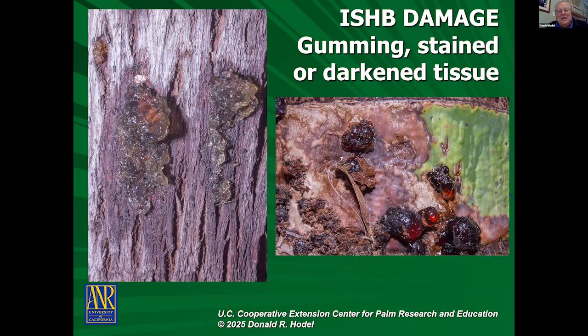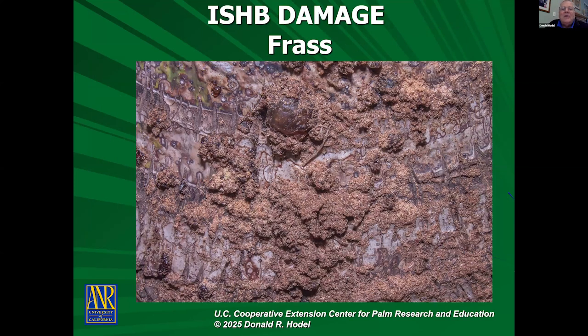On the left, you see a palm trunk with that gummy, almost jello-like exudate, and over on the right, you see another Kentia palm also showing the exudate from the drill holes, or the entry-exit holes. And typically there's a lot of frass. It looks like fine sawdust has been piled up on the trunk.